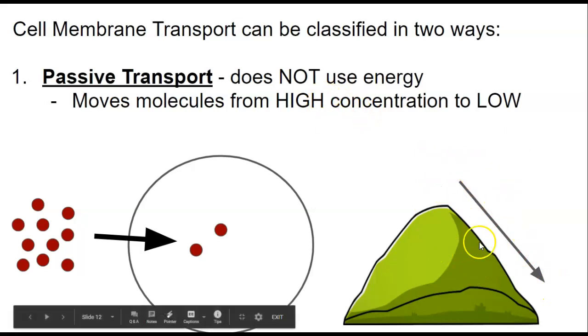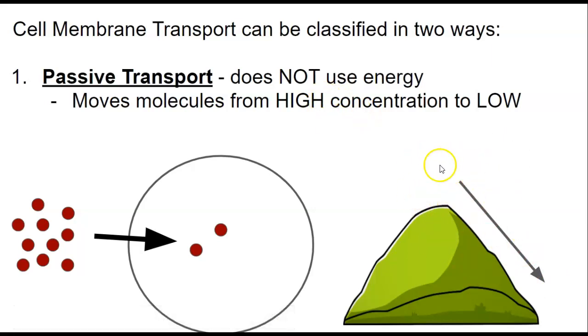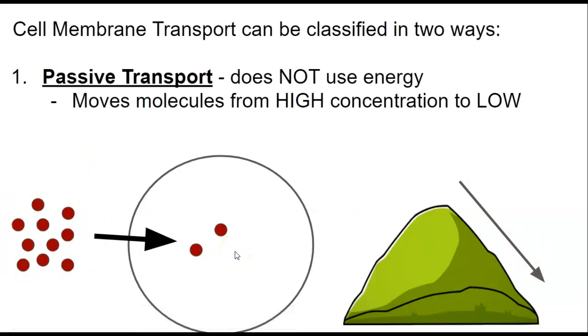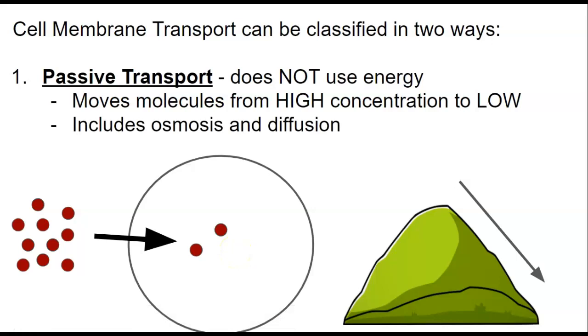So you can use that to think about passive transport, right? It doesn't use energy because if you're already at the top, it's going to be really easy to go down. Same thing over here, right? If we already have a lot, it's going to be pretty easy to go towards the lesser amount. So passive transport includes osmosis and diffusion. Another way of saying this is that osmosis and diffusion are examples of passive transport because both osmosis and diffusion don't use energy. So osmosis is moving water, okay? Diffusion is moving molecules or particles.